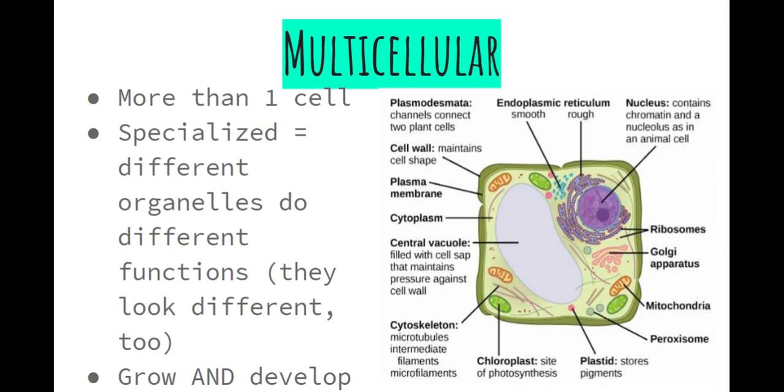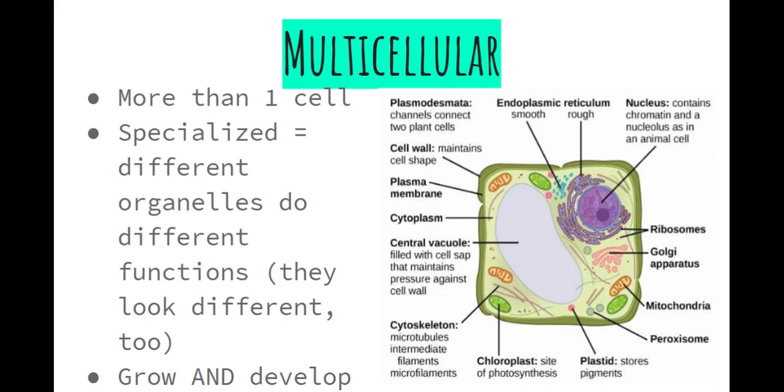Multicellular, write this down. You don't have to draw the picture unless you just want to. So if you're multicellular, that prefix multi means more than one. Sometimes people say if you're multicellular, you're made up of a bunch of cells. I don't like that because technically, if you have two cells, I don't think two is a bunch, but if you're made up of two cells, you are multicellular. So I like to say more than one cell. Also, the cool thing about multicellular organisms is they are specialized. That means that they have different organelles that do different functions or different jobs. And they look different too.